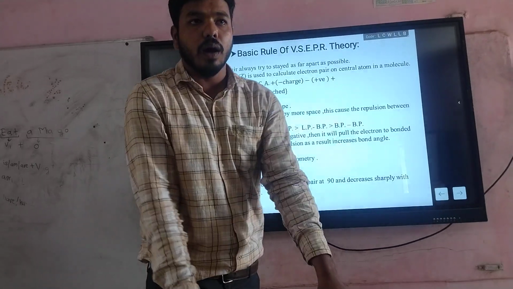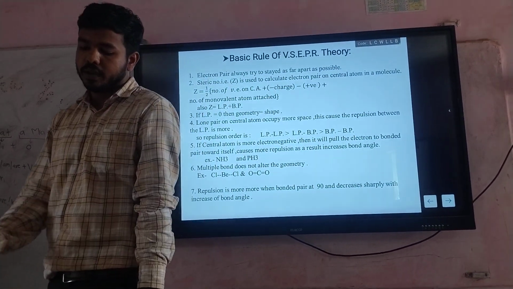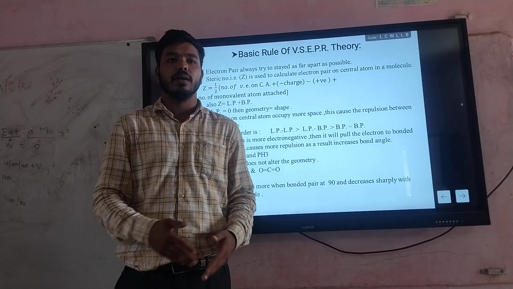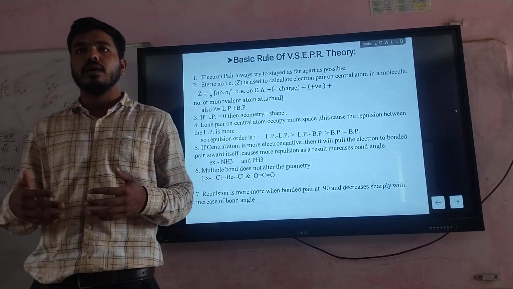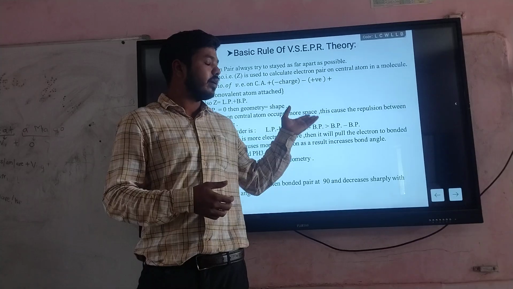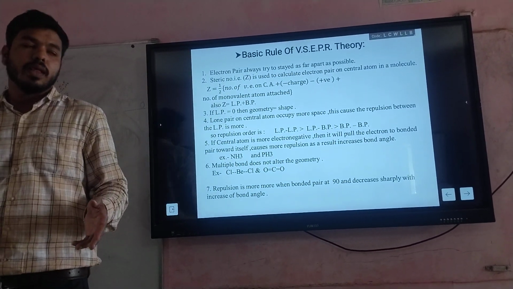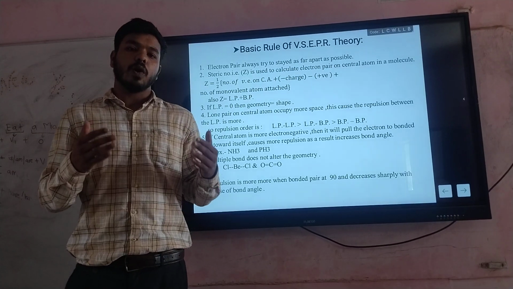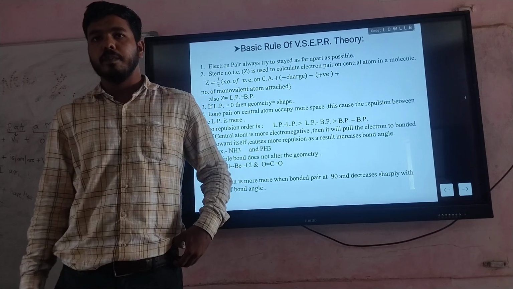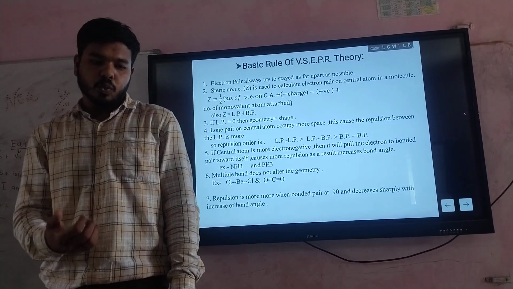Then the fourth rule is, generally the lone pair of electrons on the central atom occupies more space. Due to that, the repulsion of the lone pair is more, and that's why the repulsion order in VSEPR theory while predicting the shape of a molecule is: lone pair repulsion is greater than bond pair repulsion.